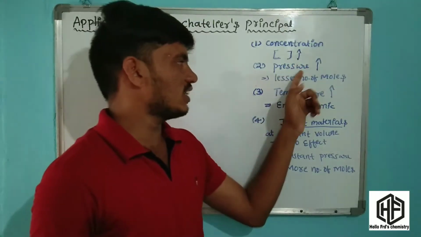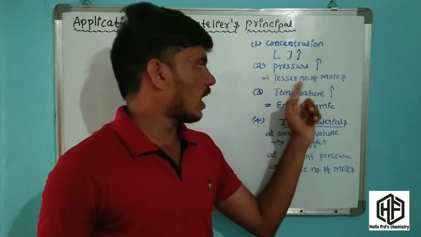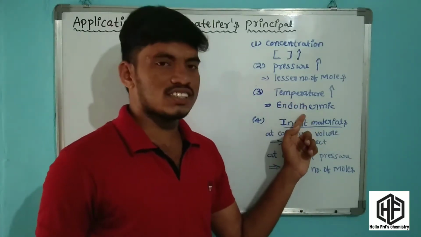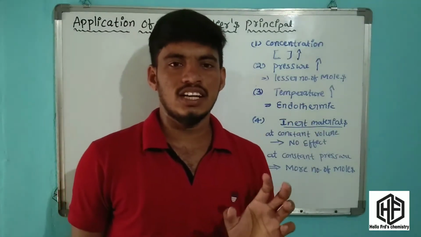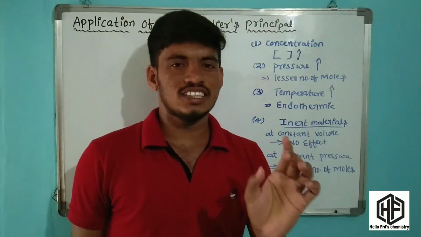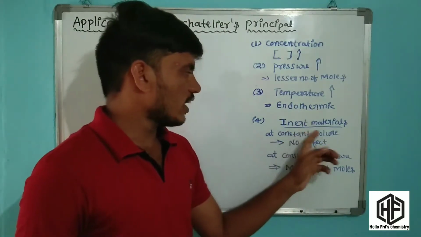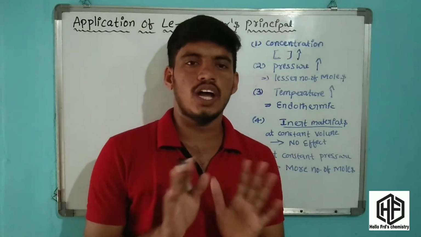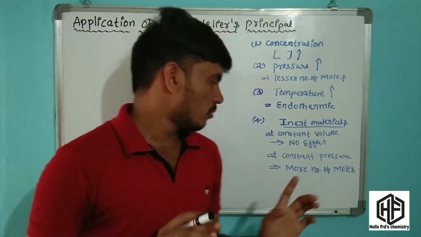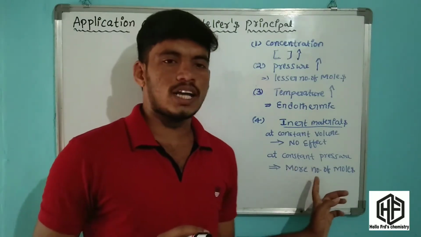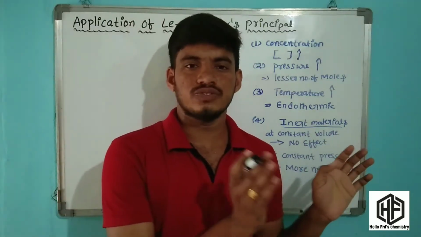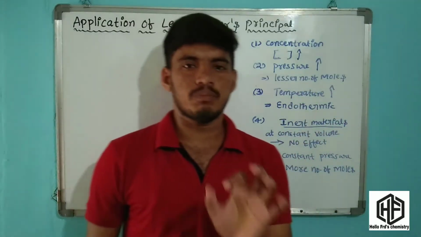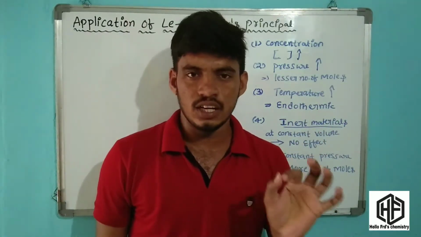And if pressure increases, equilibrium shifts to the side with the lesser number of gas moles. If temperature increases, that is favorable for the endothermic reaction. And for inert materials, adding inert material at constant volume has no effect on the equilibrium, but at constant pressure, equilibrium shifts to the side with the more number of moles. These are the important key points in the Le Chatelier principle.